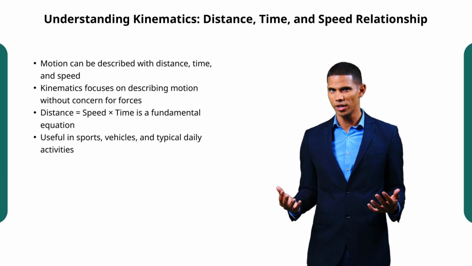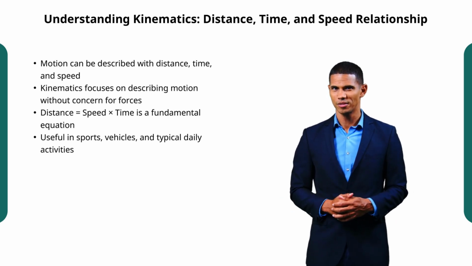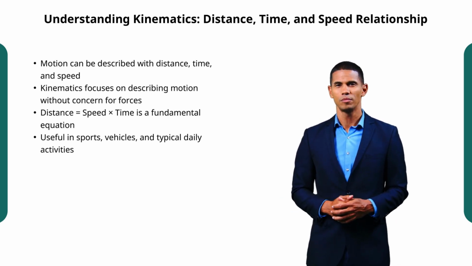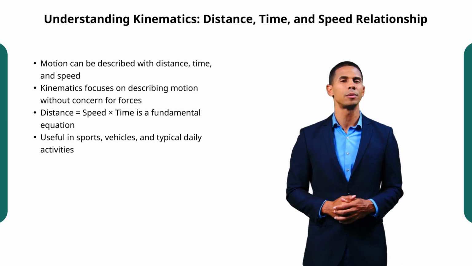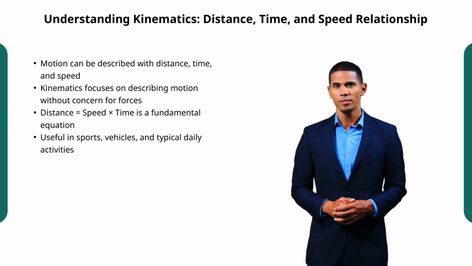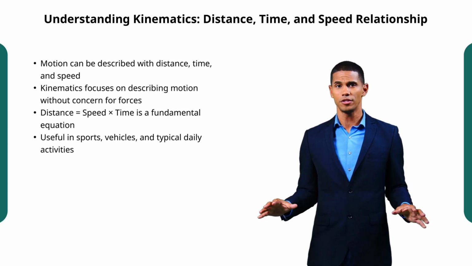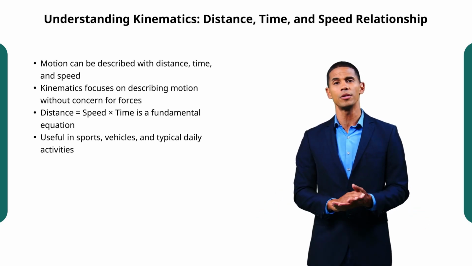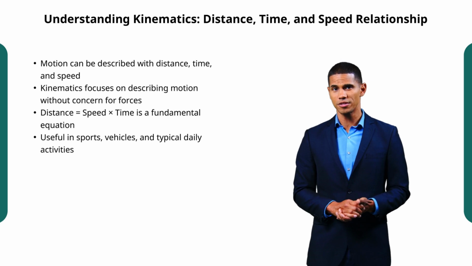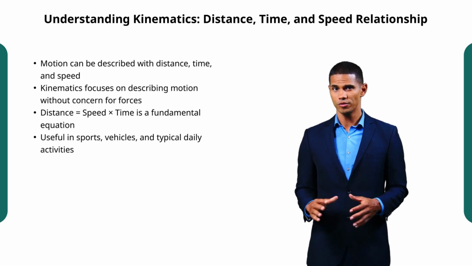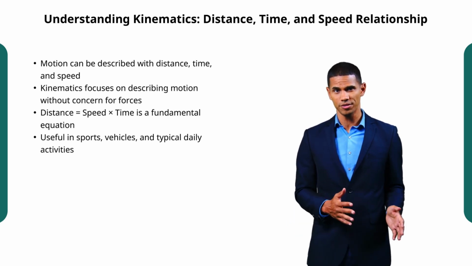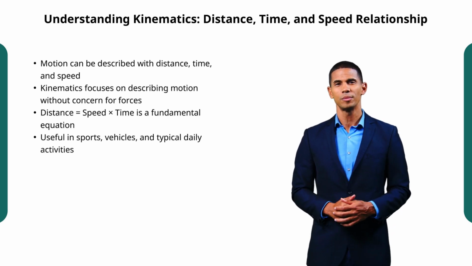As a quick exercise, imagine running a race. If you run at 5 meters per second for 10 seconds, you'd cover 50 meters. That's distance equals speed times time. Pause and consider. Can you estimate how far you would travel if you walk steadily for 15 minutes at a uniform speed? Think about your answer for 20 seconds.